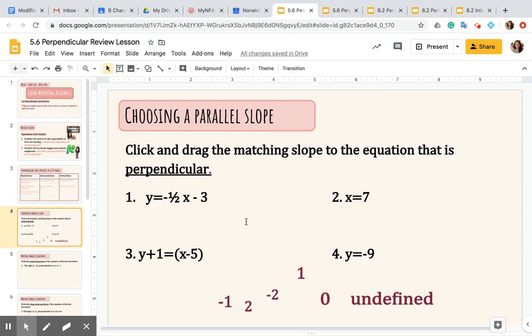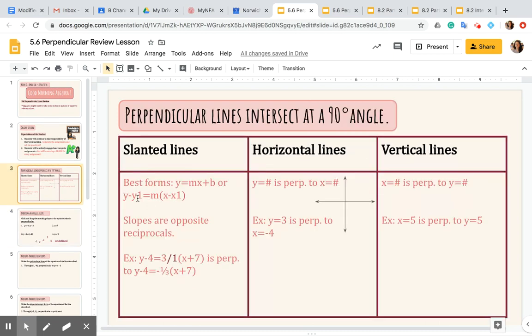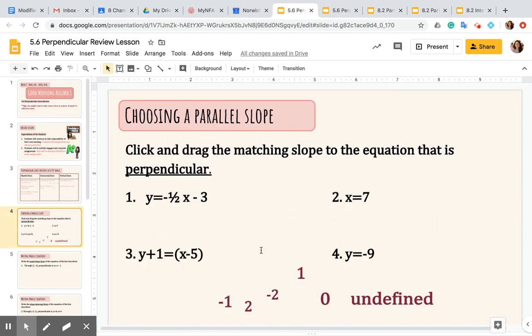Okay, so let's just do some slope practice. It says click and drag the matching slope to the equation that is perpendicular. All of these equations are the same as last time, but obviously our answers are not going to be the same. I have to now look at the slope in the equation and do two things to it. I've got to make it an opposite reciprocal. Okay, and obviously if it's a horizontal or vertical, I can just refer to this part of my table to figure out what type of equation I need.